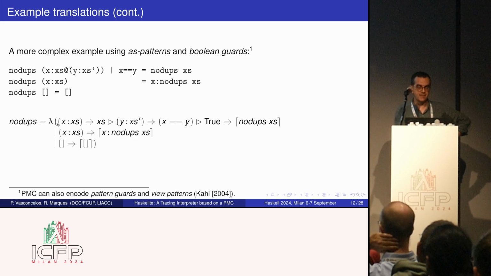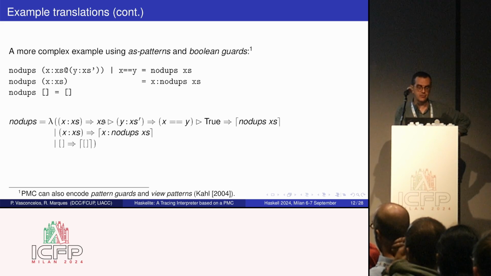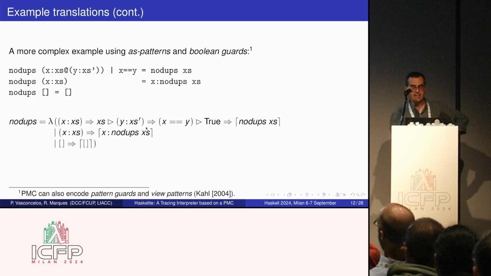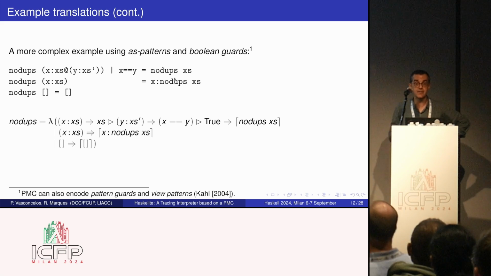So there's a first argument, which is this outer pattern. Then you take the second argument and you match it against the sub-pattern. And then you match the guard against true. And if all of these things succeed, then you go on to the recursive call.